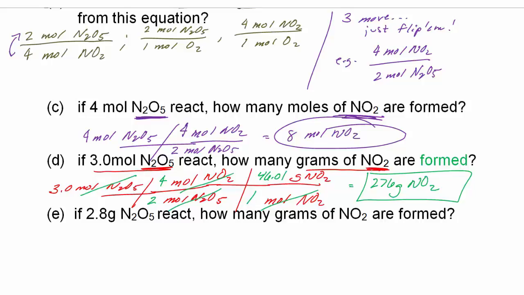The last one here, we're starting with 2.8 grams of nitrogen pentoxide. How many grams of NO2, in theory, should be formed? So again, we're going from one compound to another. We need a mole bridge, right? And then we'll use molar mass again. But if we're going to use the mole bridge, we're going to have to get this in moles first. So always start out with your measurement.